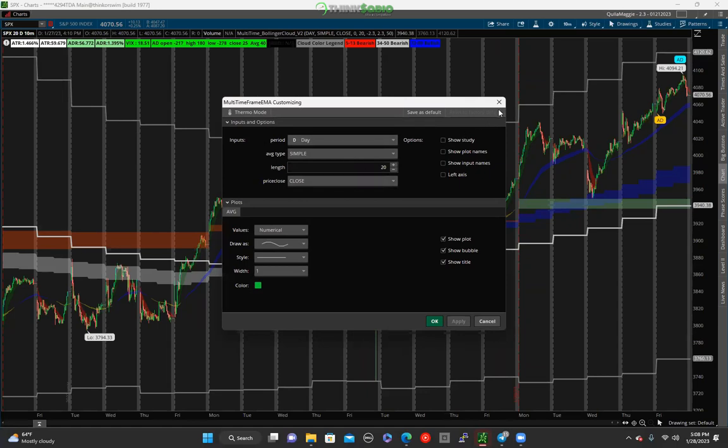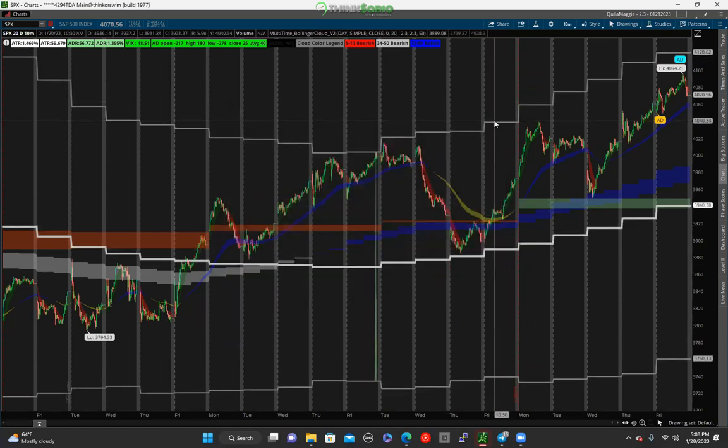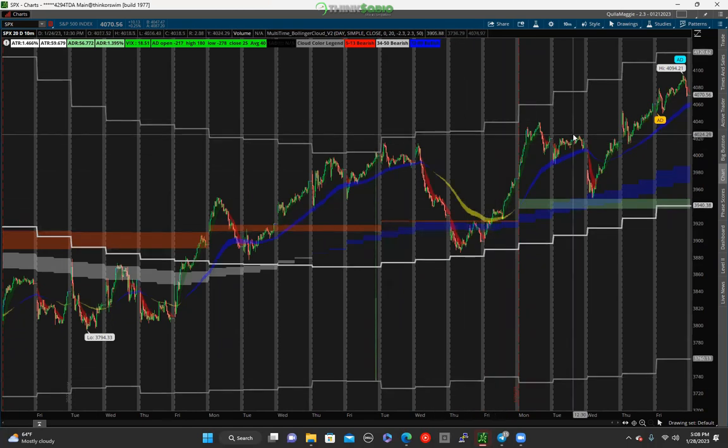This is a Bollinger Band. But then this is the 2.3 standard deviation. This is 2.3 standard deviation. It has this whole big theory.